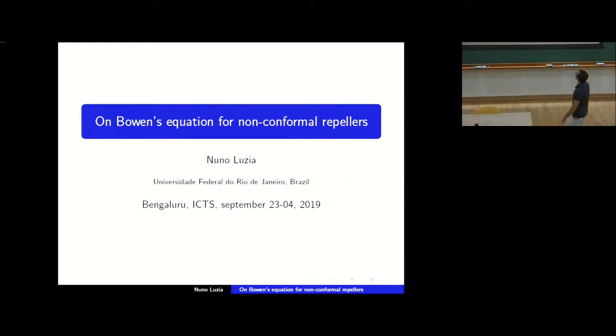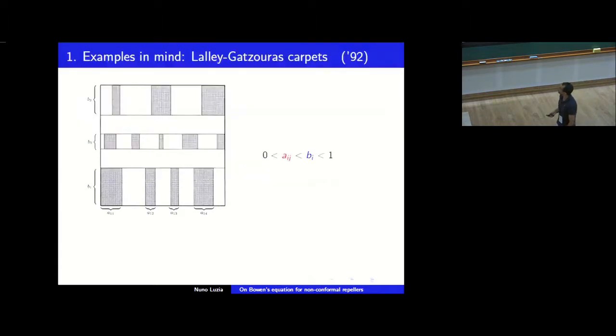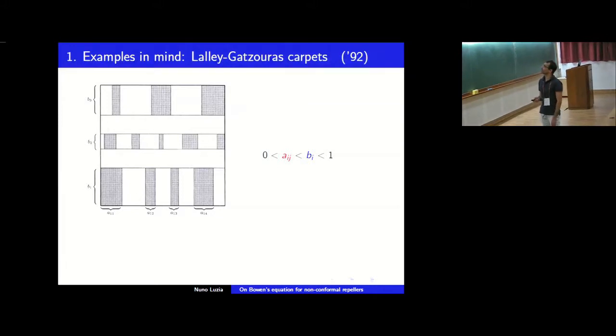So I'm going to talk about Hausdorff dimension in a non-conformal setting. I will explain in a minute what non-conformal means, which is the issue here. So the examples we should have in mind, the simplest ones, are these Lalley-Gatzouras carpets.